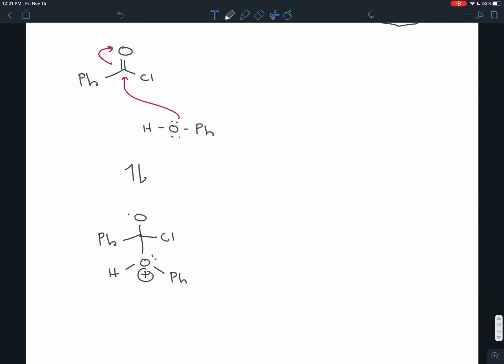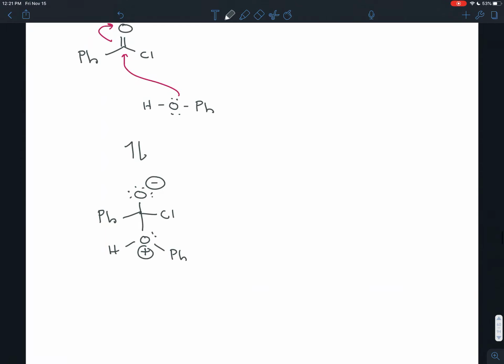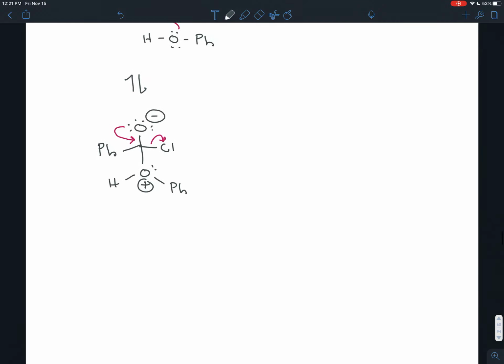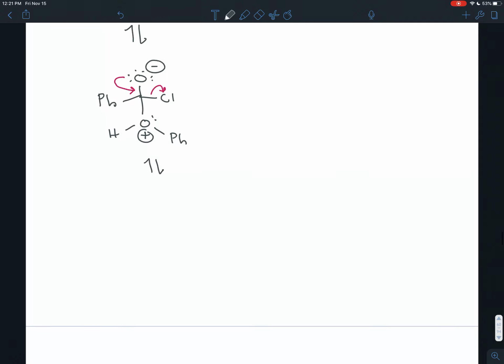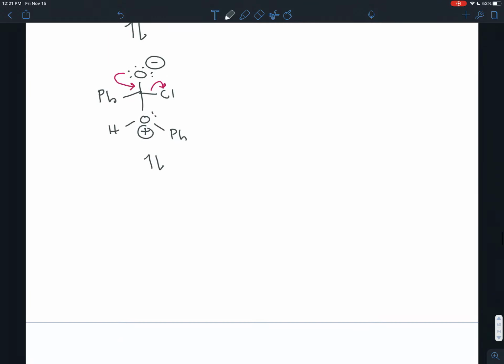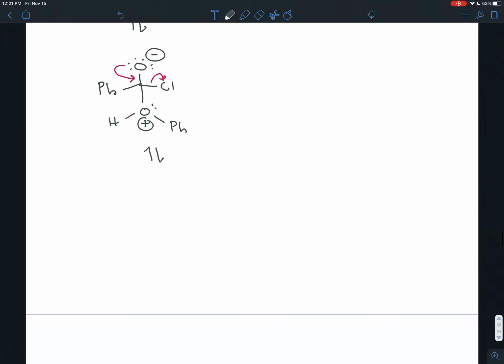Oxygen has 3 bonds, and so a full positive charge. This oxygen only has 1 bond, so a full negative charge. The oxygen with a full negative charge snaps back down, kicks the chlorine off. So I know I'm going through these mechanisms really fast, but that's because they're not the focus here, and because we've spent so much time on them in previous videos.